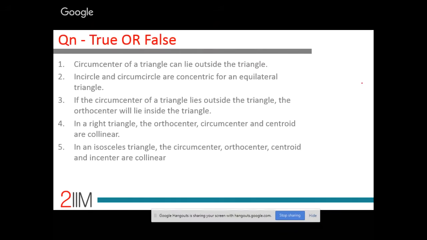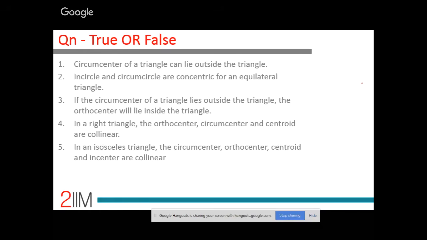True or false? Circumcenter of a triangle can lie outside the triangle. True. Imagine a large circle and you stick in a triangle in one corner, one small area. For that tiny triangle, this circle is still the circumcircle. So circumcenter can lie outside.